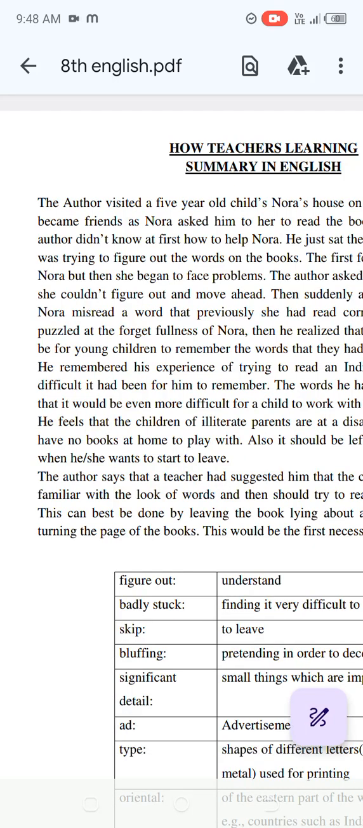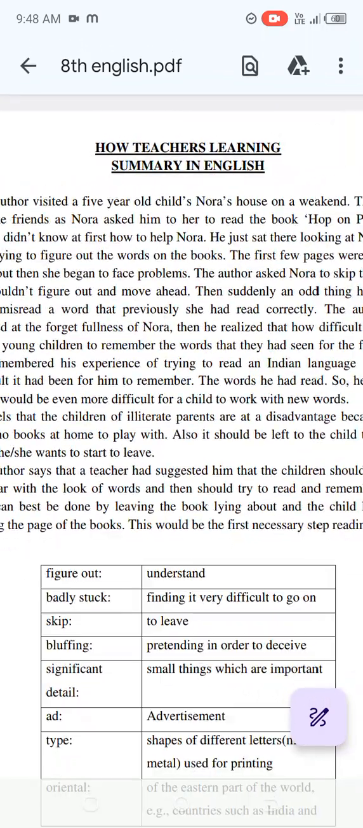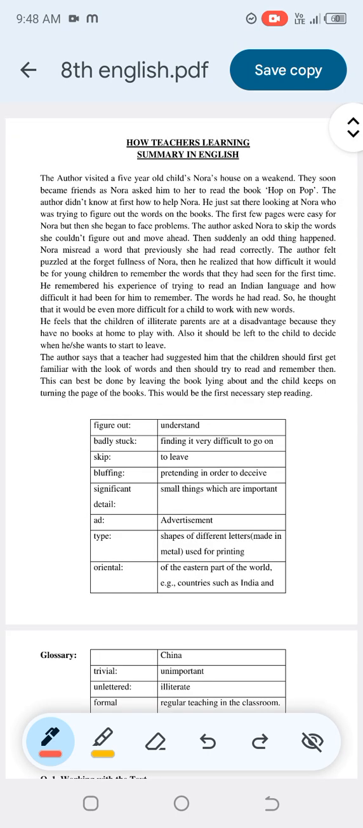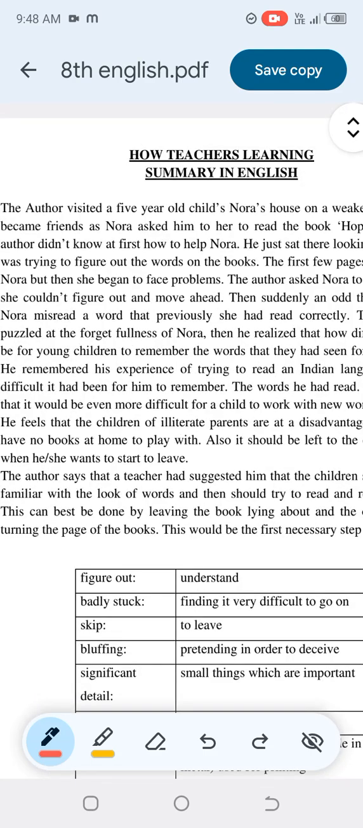So from today we are going to start the class 8th chapter, and the name of the first chapter is How Teachers Learn. Okay, so let's start. First of all, we will read the summary of How Teachers Learn. As we have read the chapter in the last video, today we are going to give the answers and the summaries.